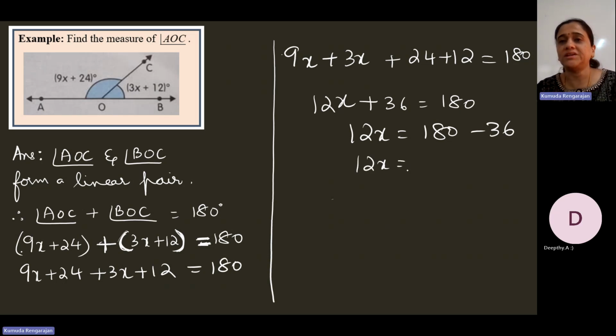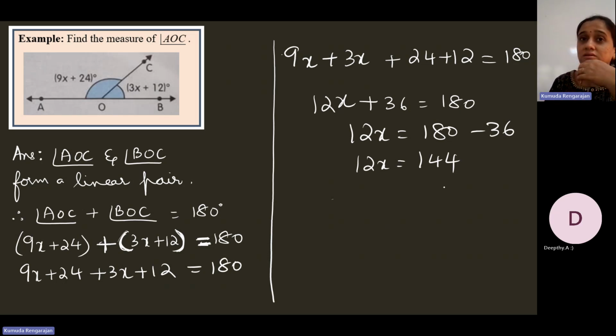12x is equal to, what is 180 minus 36? 180 minus 30 is 150, so 144. Now, plus 36 goes to the other side as minus 36. Now we have to separate x from 12, because we have to find the value of x.